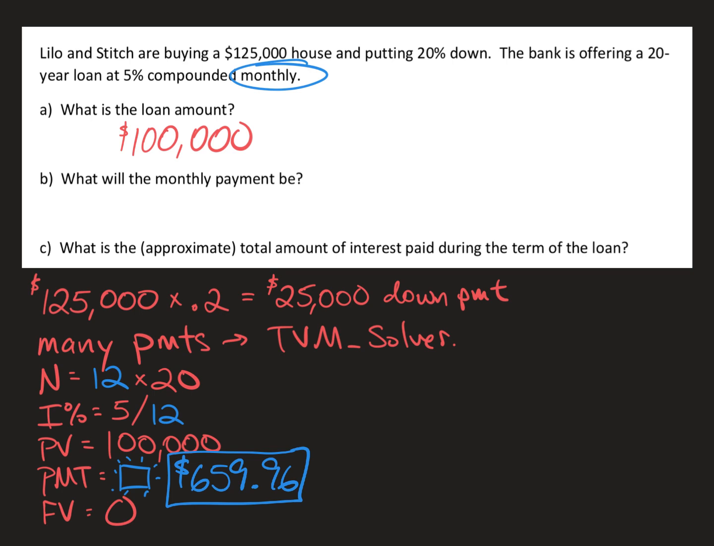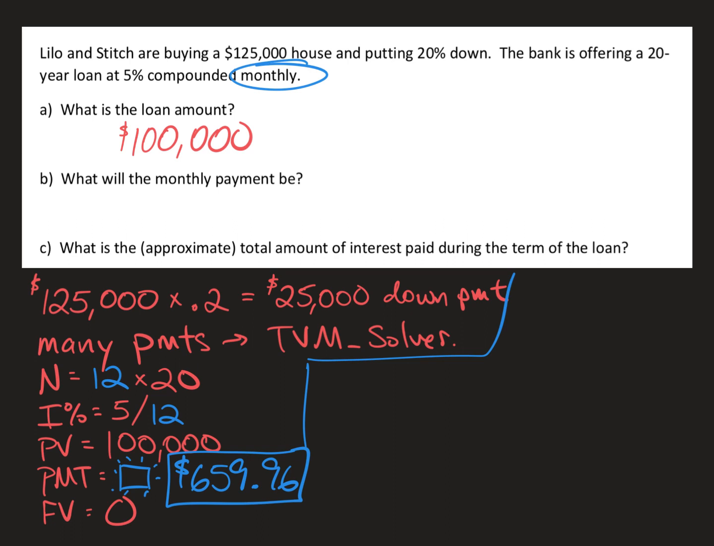The last part here is, what is the approximate total amount of interest paid during the term of the loan? In order to figure out part C, you need to first find out the total amount paid for the loan. And you would think that it's just going to be the $100,000. But it will be more than that because the bank is charging interest along the way.